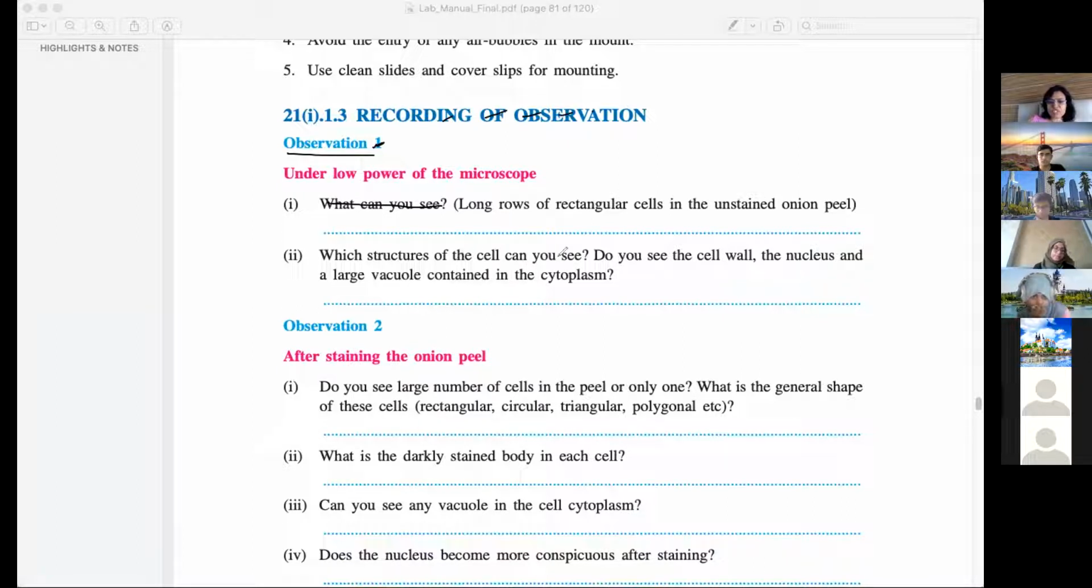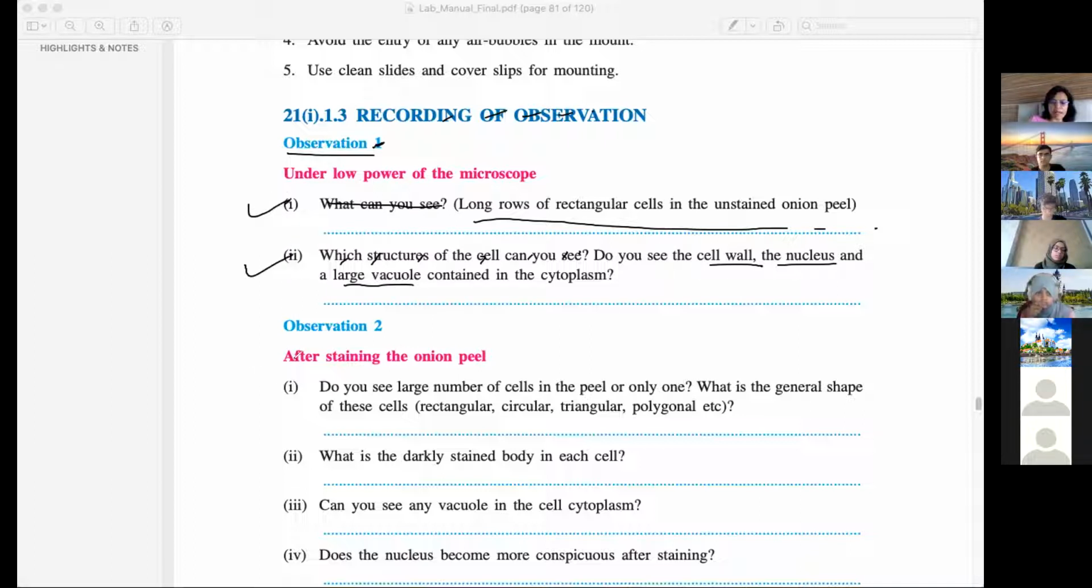Which structures of the cell can you see? You don't have to write the question, you have to write the answer. So what can you see? Same way you can write, long rows of rectangular cells are observed where large vacuole, cell wall and the nucleus are visible. Can you put it in your own words? Everything is given over here. Observation: long rows of rectangular cells in the unstained onion peel are observed. Also, the cell wall, the nucleus, and a large vacuole contained in the cytoplasm can be seen under the microscope. So this is the main observation.